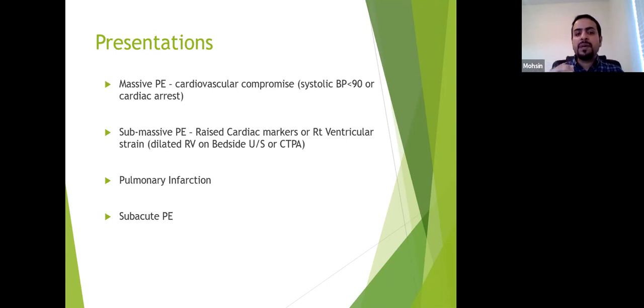The reason I'm telling you about massive and submassive is that their treatment differs slightly. They can also present with a simple pulmonary infarction in which there is no strain on their heart at the moment. There are no raised cardiac markers. They're able to maintain a good blood pressure. And this is the difficult population that we are talking about, because they are stable enough, they are talking to you, they look comfortable, they're just coming with mild chest pain or light breathlessness on exertion maybe. And that's the population that can be easily missed. So just think about PE in that situation as well.